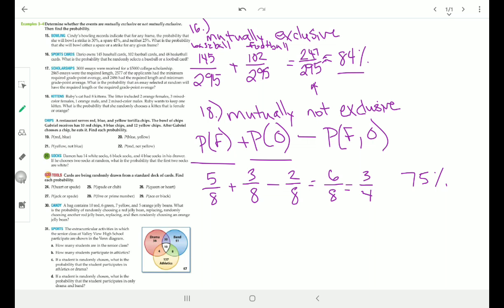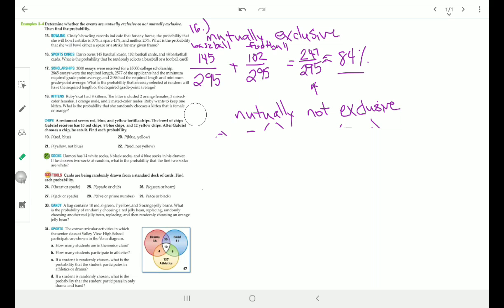With questions like 22, I should say, you have a restaurant here and they're serving you chips. You have red, blue, and yellow chips. And the bowl of chips Gabriel receives has 10 red, 8 blue, and 12 yellow. After Gabriel chooses a chip, he eats it. Okay? We need to find the probability.